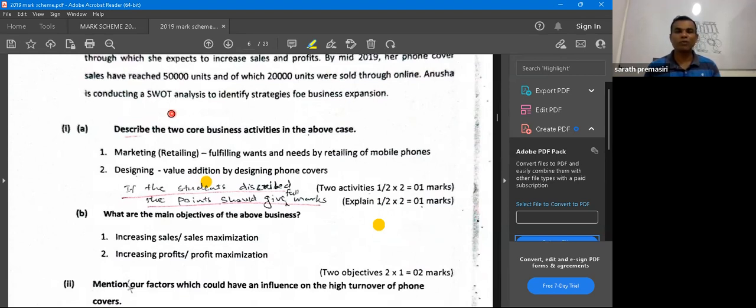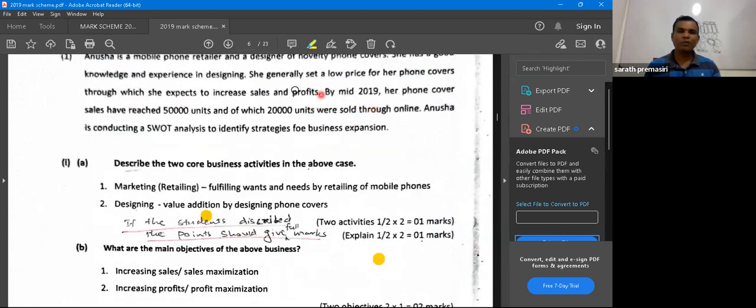High turnover. You see, what are the reasons here according to the given details? Look at the generally low price. That may be one reason, because if prices are low, customers purchase conveniently. So one reason may be low price. Look at that. Any other ideas?